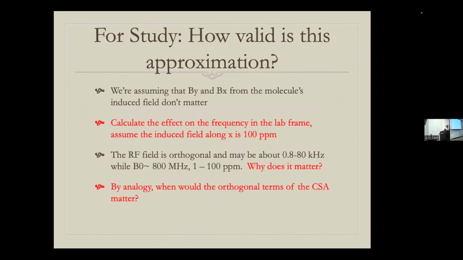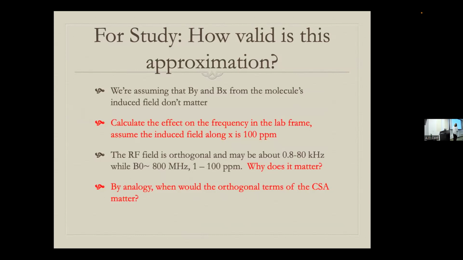So a question to you about this. We're assuming that By and Bx from the molecule don't make any difference. You could take real numbers for a real molecule and check that. I just threw up something super fast and said it's 10 to the 12, but why don't you take a little bit of a minute? It's really important that you're convinced of this for the remainder of your career in NMR.